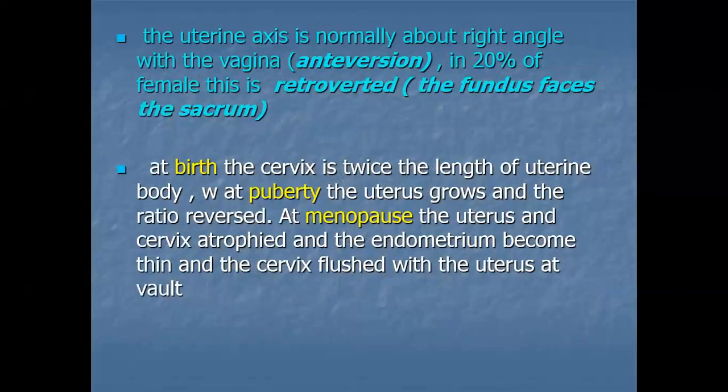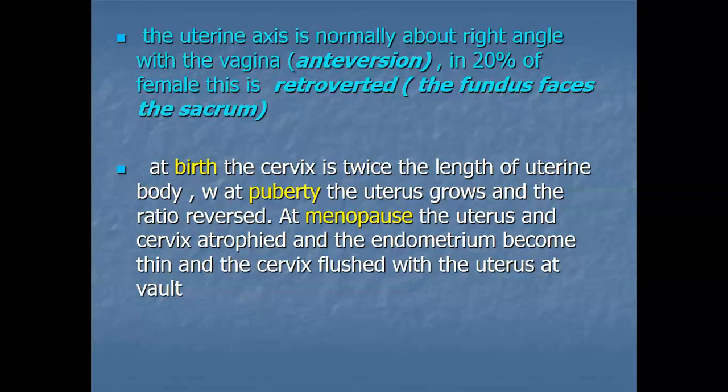The uterine axis is normally about a right angle with the vagina. We call it anteversion. 20% of normal females have a backward direction of the uterus. We call it retroverted, which is a normal phenomenon, a normal deviation. The fundus will face the sacrum posteriorly.